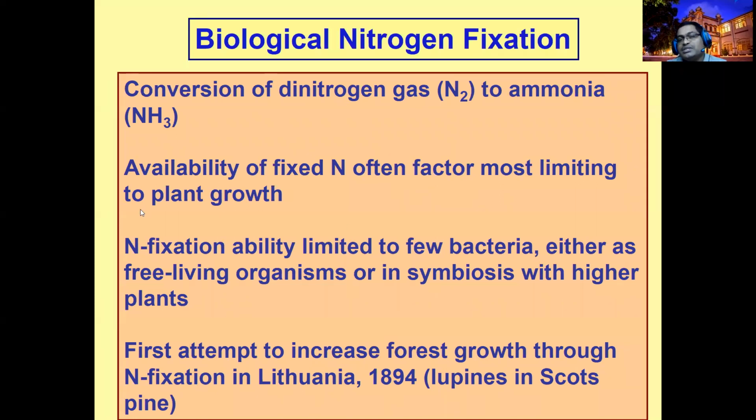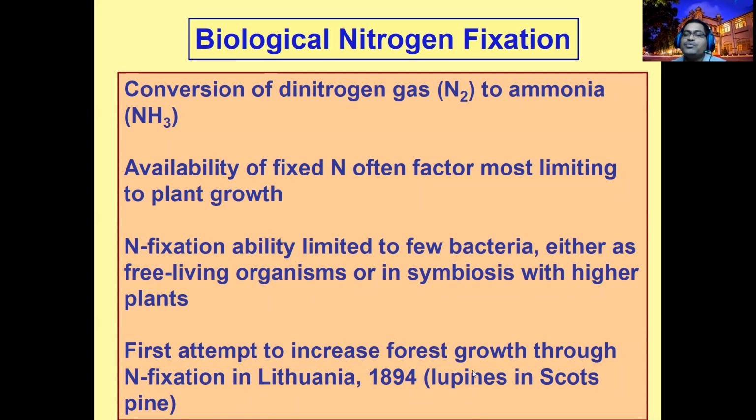So we will study biological nitrogen fixation in detail. Biological nitrogen fixation is the conversion of nitrogen gas into ammonia, in the presence of a few bacteria associated with the crop or bacteria living free. That's what we call biological nitrogen fixation. The availability of fixed nitrogen is often the factor most limiting to plant growth. So normally, how much fixed nitrogen is going to be utilized for plant growth? It's a question, right?